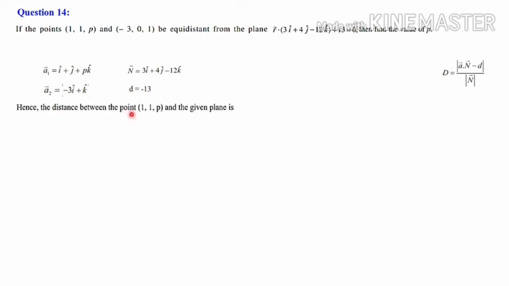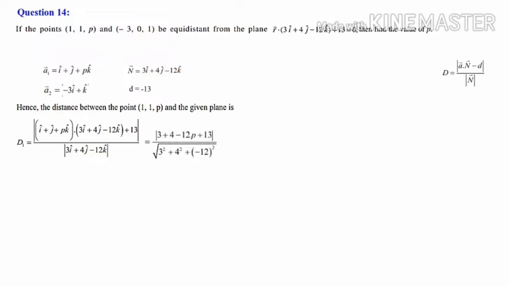The distance between the point (1, 1, p) and the given plane is d1 is equal to vector a dot vector n minus d divided by modulus of vector n. Here vector a means vector a1, that is i cap plus j cap plus p k cap, dot vector n, that is 3i plus 4j minus 12k, then minus d. Here already there is a minus, so minus into minus is plus 13, divided by modulus of vector n, that is 3i cap plus 4j cap minus 12k cap.